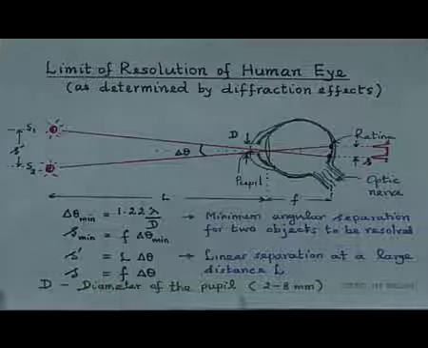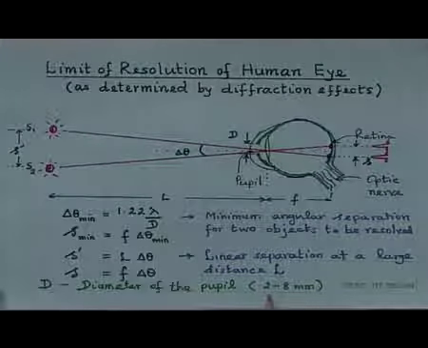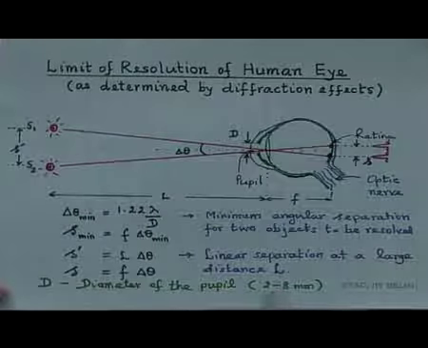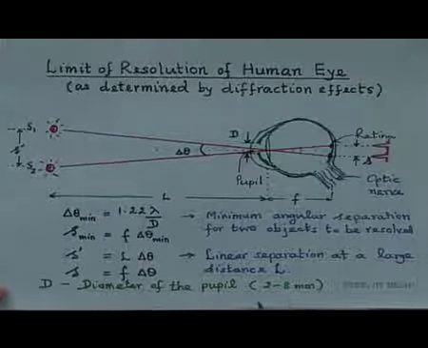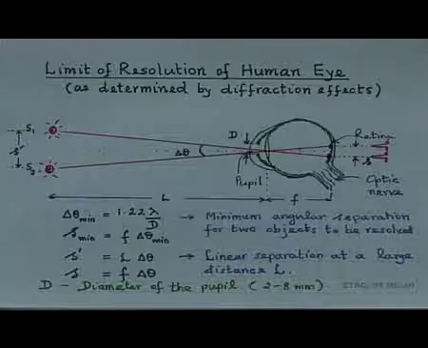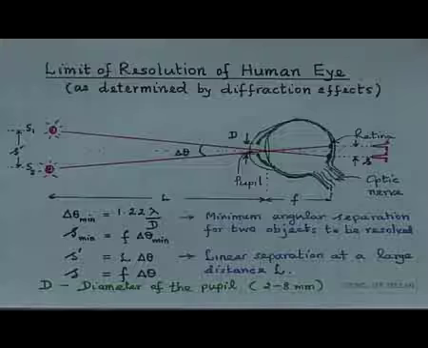So, d is the diameter of the pupil. Typically, as I mentioned, the diameter varies from 2 to 8 mm in human beings. Now, let us take an example to understand this limit of resolution of human eye.